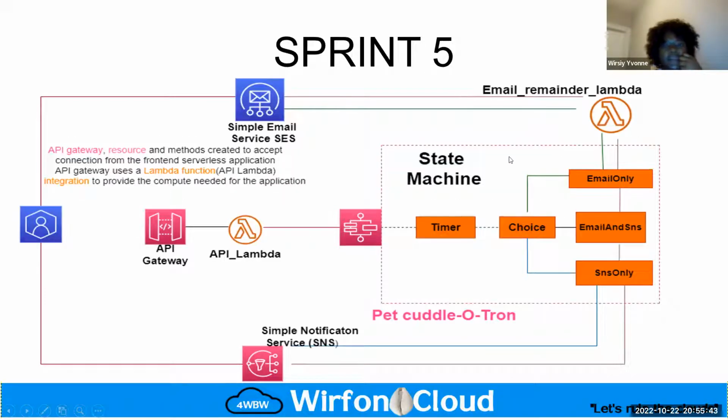So here is the architecture of our fifth sprint. So we just added the API Gateway and the API Lambda.